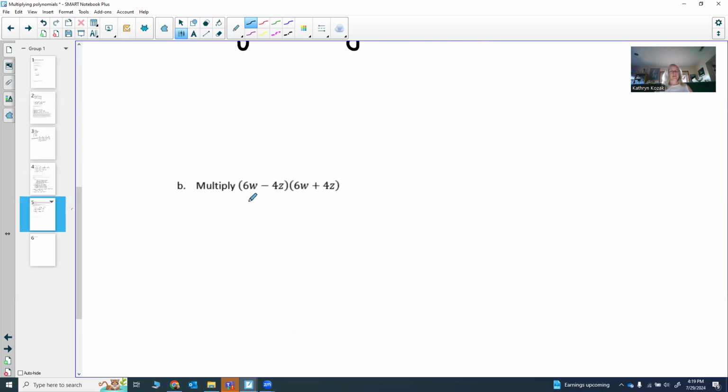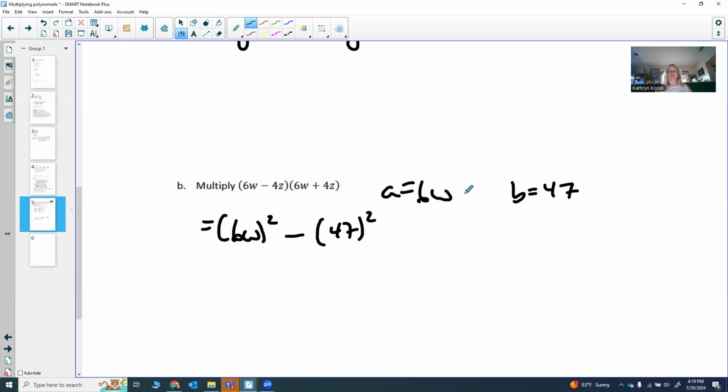Another one is if I want to multiply 6w minus 4z times 6w plus 4z. This looks like the conjugate pairs formula, where a is equal to 6w and b is equal to 4z. This will multiply out as the a, 6w squared, minus the b, oh sorry, 4z squared. That gives you 36w squared minus 16z squared.